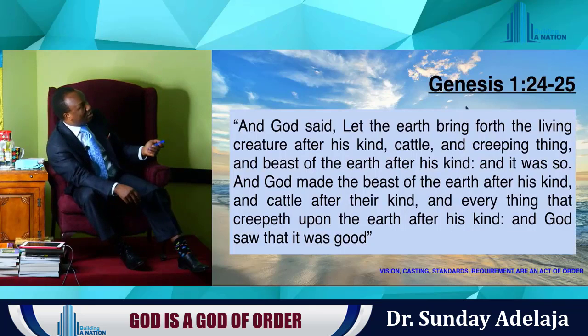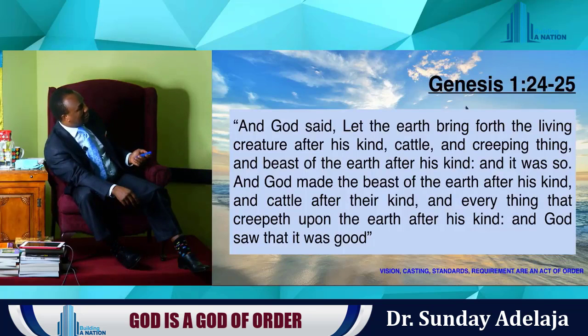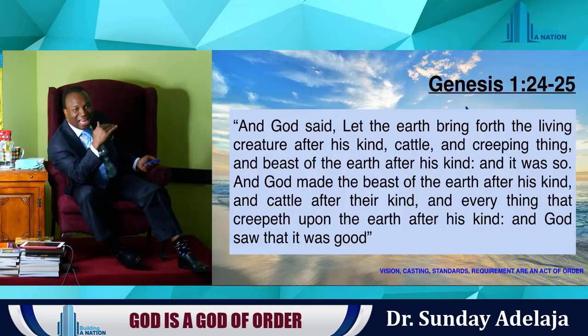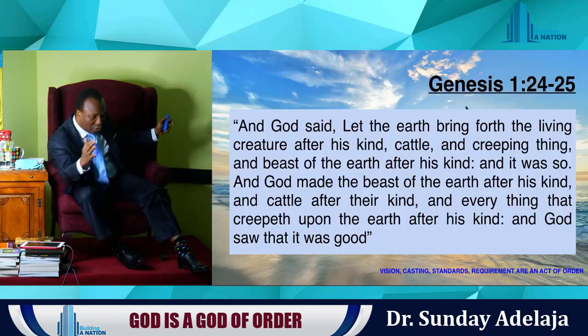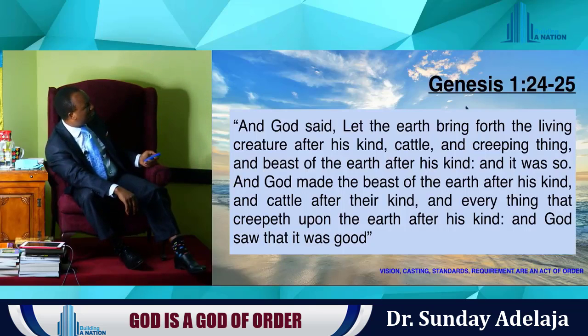God said, let the earth bring forth the living creature after his kind. That's vision casting. Cattle and creeping things and beasts of the earth after his kind. After his kind, that is standard. It shouldn't be worse than that. It should not be lower than that. That is standard. It has to be uniform. And it was so. And God made the beasts of the earth after his kind, you see.